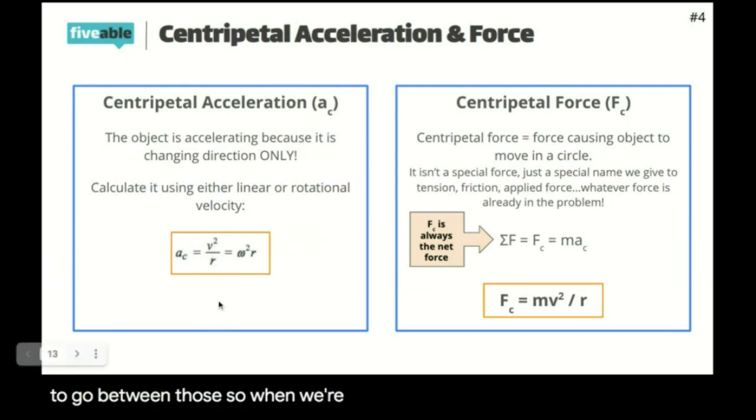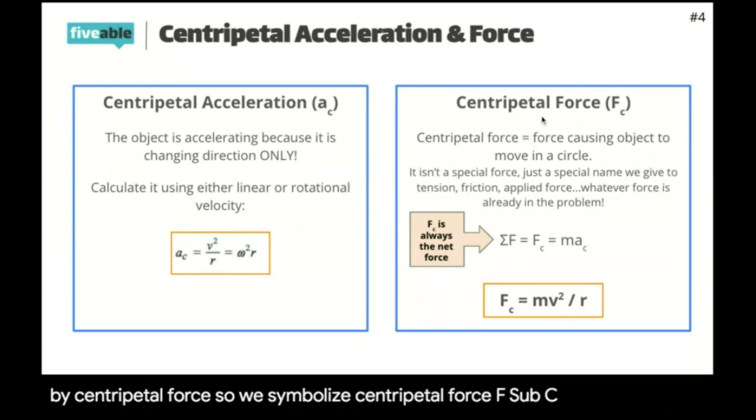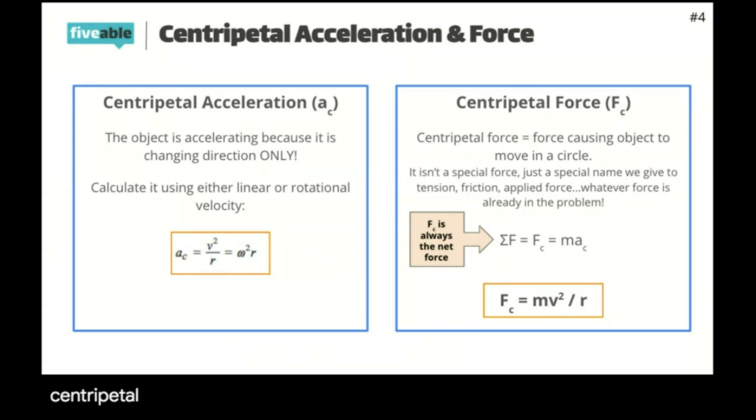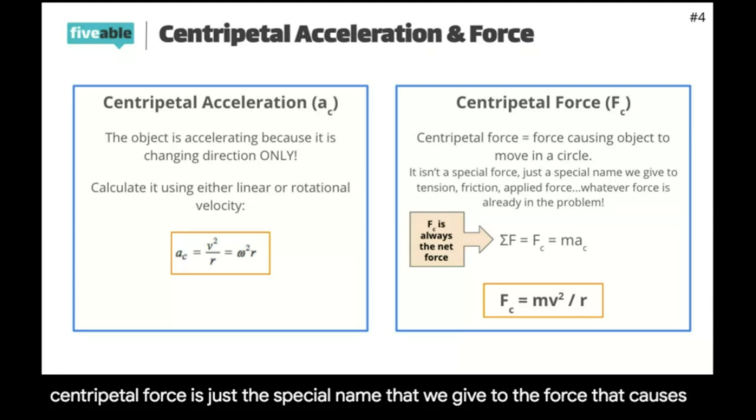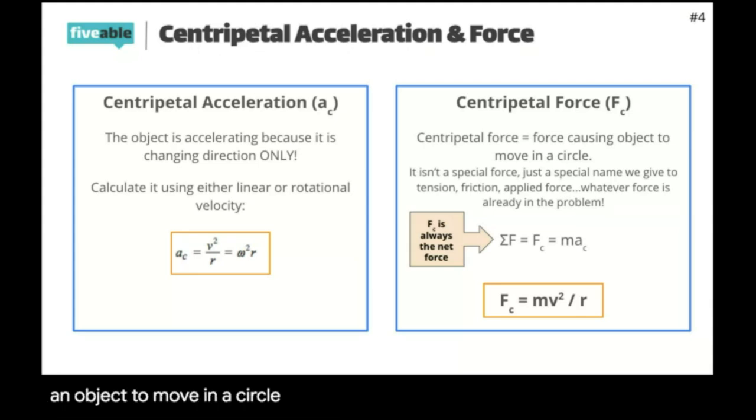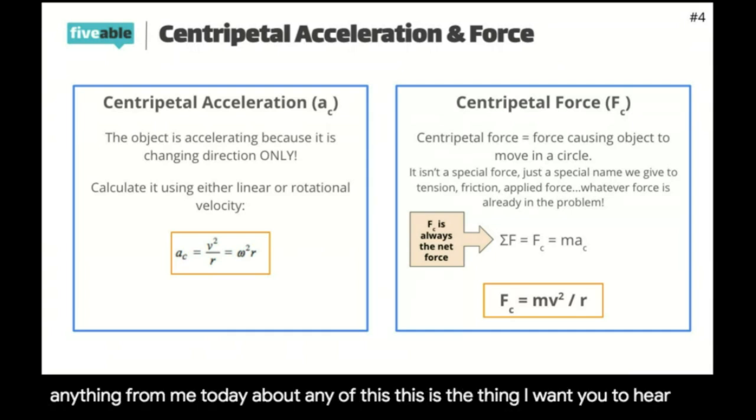So when we're finding that centripetal acceleration, this is the formula that we use. That acceleration is caused by centripetal force, so we symbolize centripetal force F sub c. And the centripetal force is just the special name that we give to the force that causes an object to move in a circle. If you hear anything from me today about any of this, this is the thing I want you to hear.